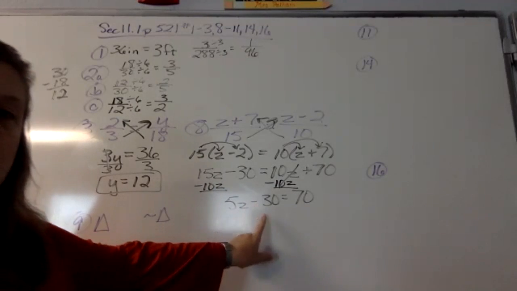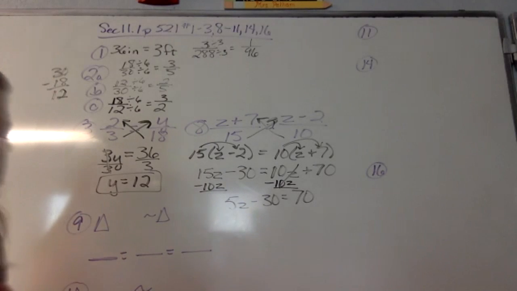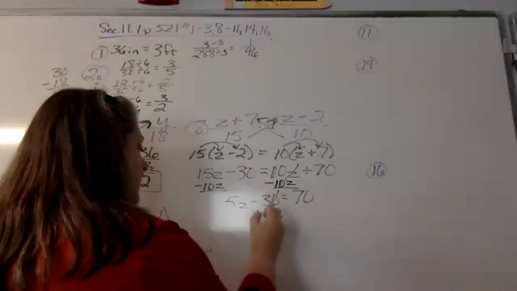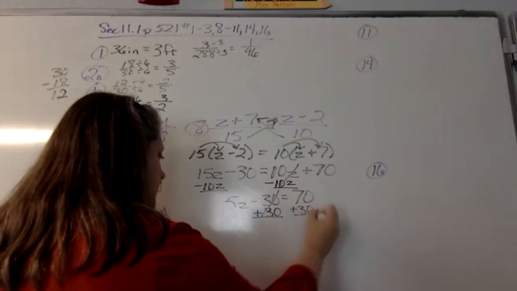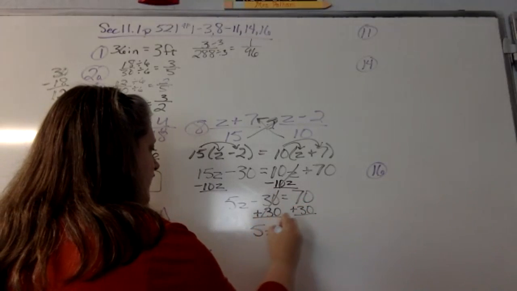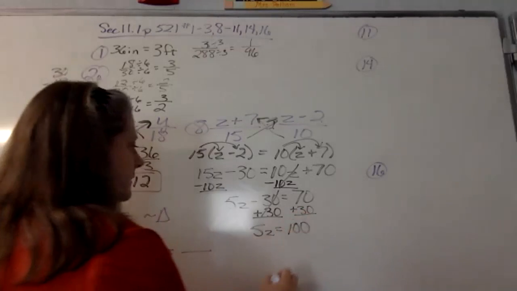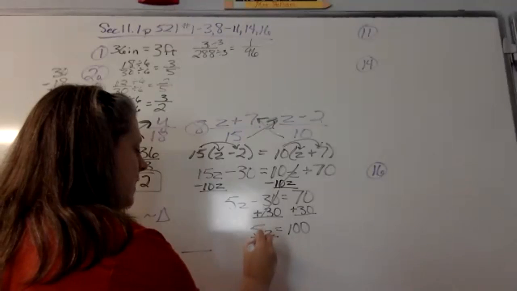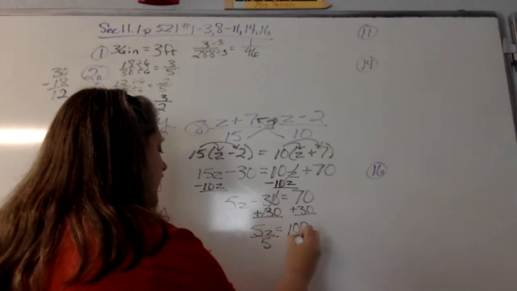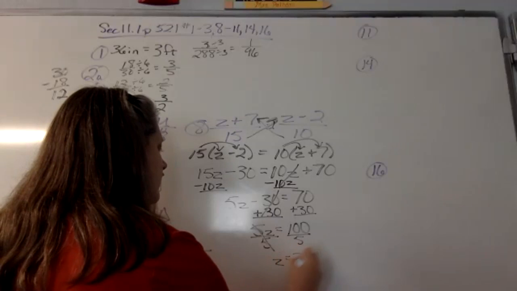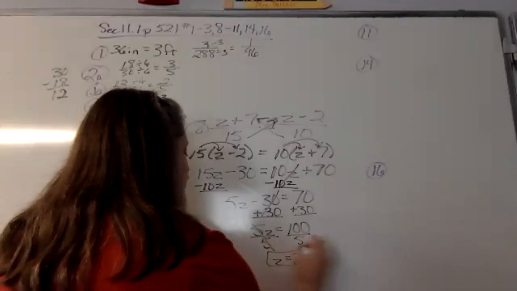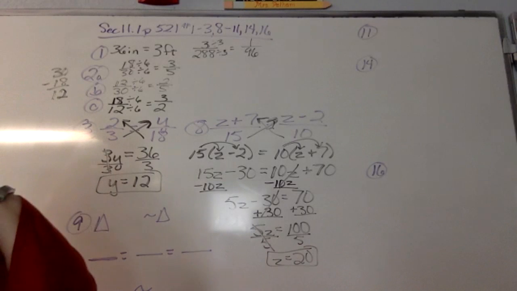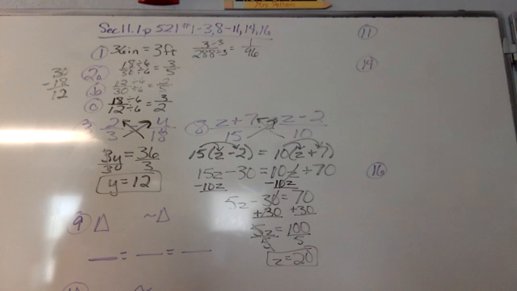So I got to get rid of the minus part now. How do I get rid of a minus? You add it. So I add 30. Whatever I do on one side of an equation, you always do to the other. So I have 5z equals 100. I have multiplication now to get my variable completely by itself. I divide by 5. So I get z is 20. So you have to work your way all the way through to get the variable by itself.